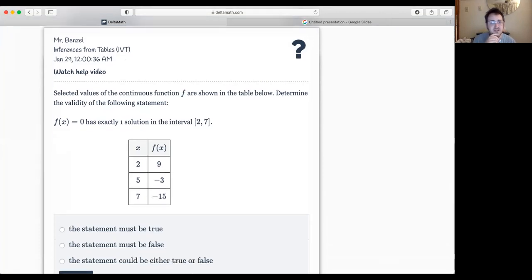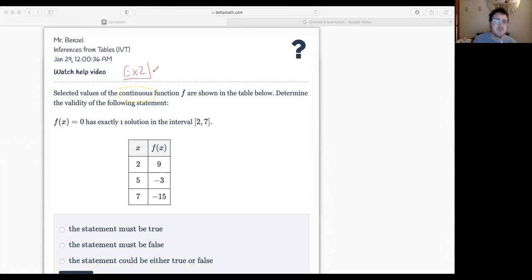It says selected values of the continuous function are shown in the table below. So far, so good. If it does not say continuous, you're pretty much done: false, or could not necessarily be true or false. And it says determine the validity of the following statement: f of x equals 0 has exactly one solution in the interval 2, 7. So this is a little bit different than the last example. Call this example 2. What's different here is we have no rule about increasing or decreasing.